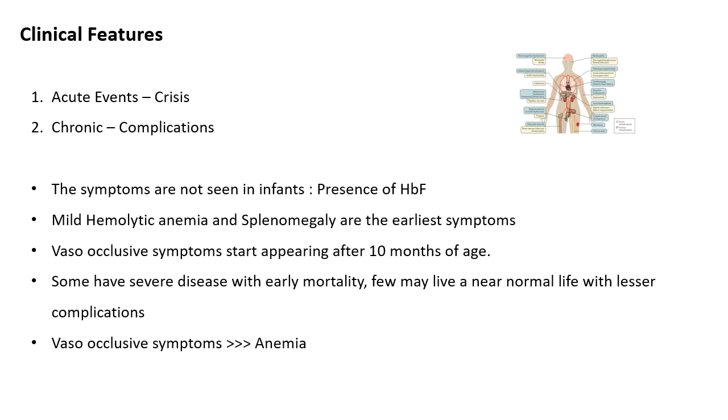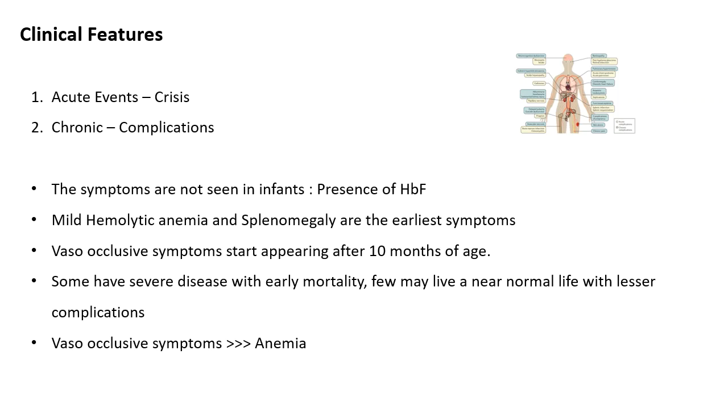Coming on to clinical features. Now clinical features can be divided into two, that is acute events, which are also called crisis, and the chronic, which are complications or organ damage. The symptoms are not seen in infants. Now why does this happen? Because as I told, up to 4 to 6 months of age you would have presence of HbF, and presence of HbF inhibits polymerization. So infants would not show symptoms.